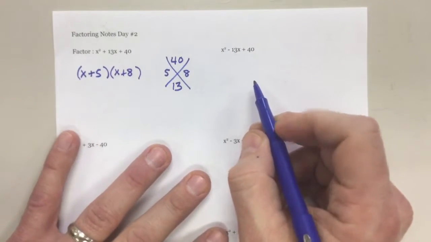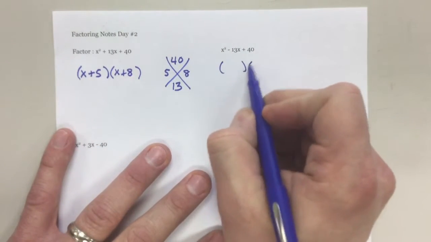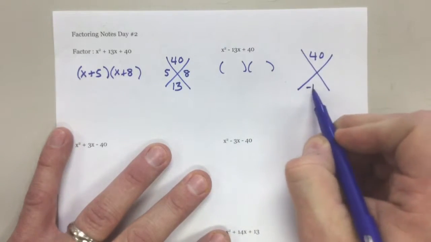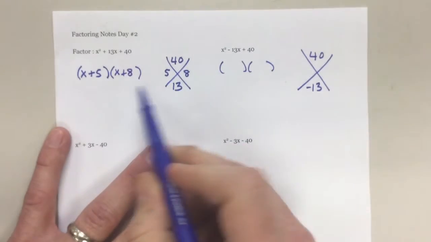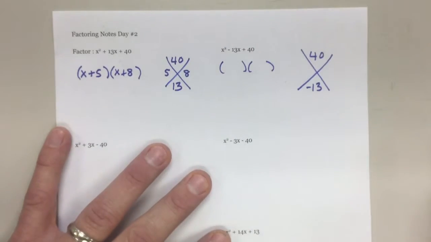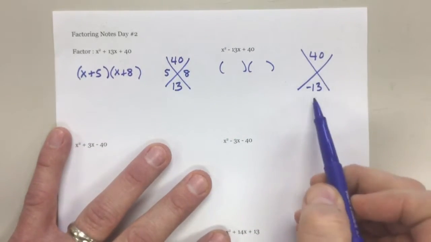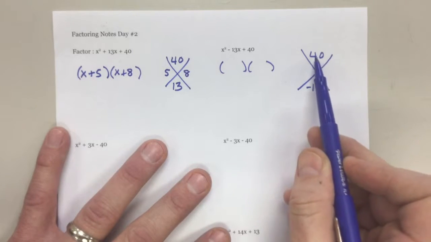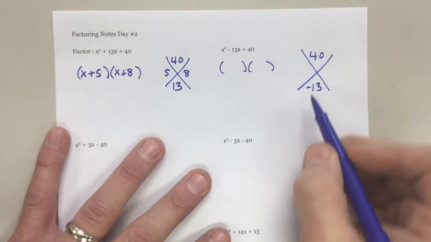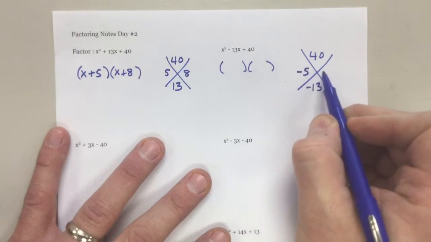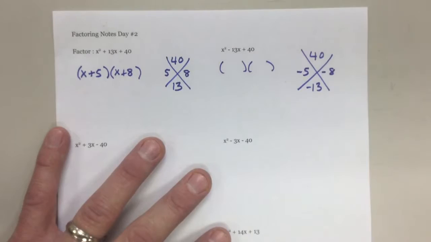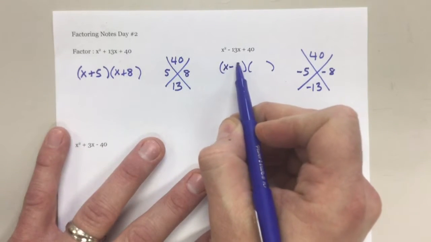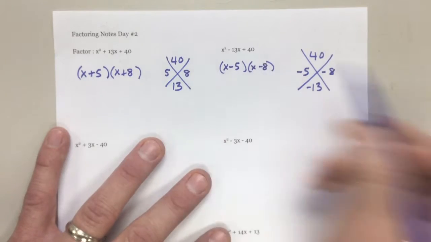For the second example, again, we're trying to find the two factors. Make your diamond, 40 on top, negative 13 on the bottom. Very similar to the first equation, except when I find my two numbers, they need to add to negative 13. But if you notice, when they multiply, they should be positive 40. So 5 and 8 would work again, as long as they're both negative. So my factors would be x minus 5, x minus 8.